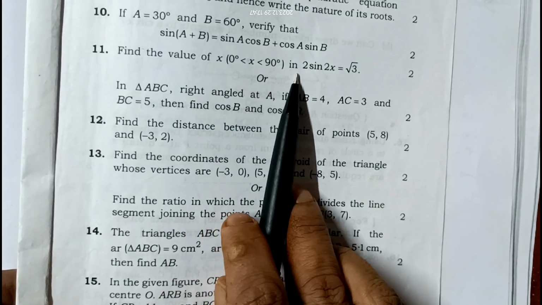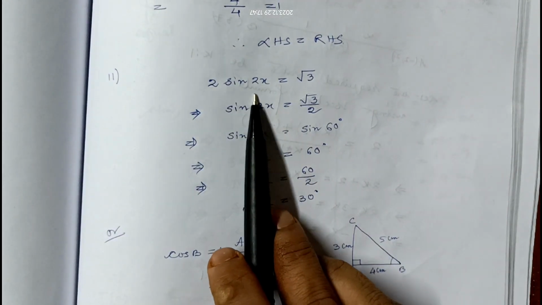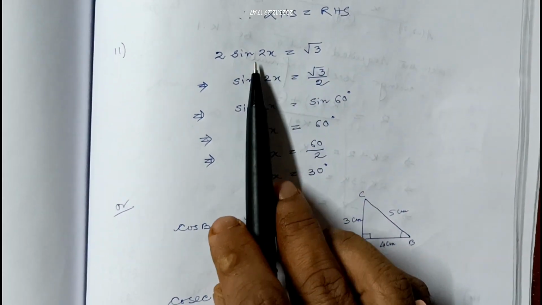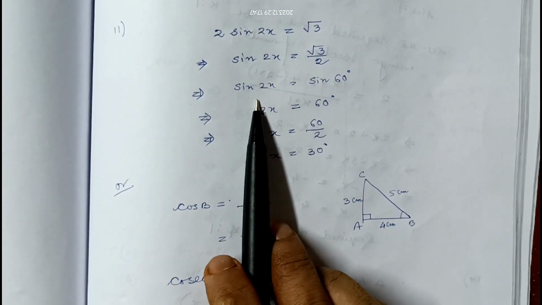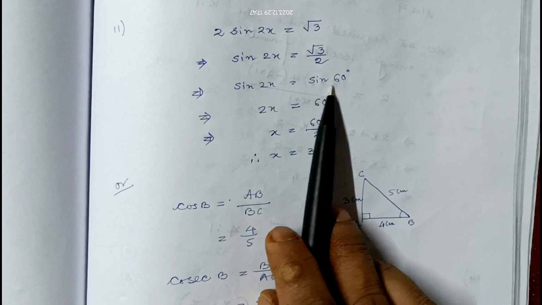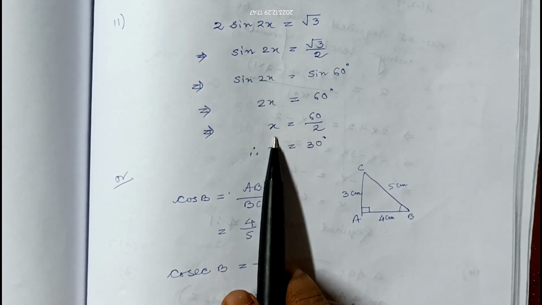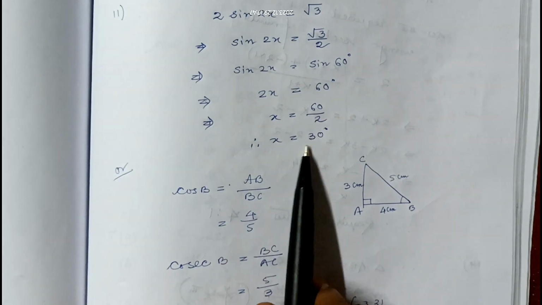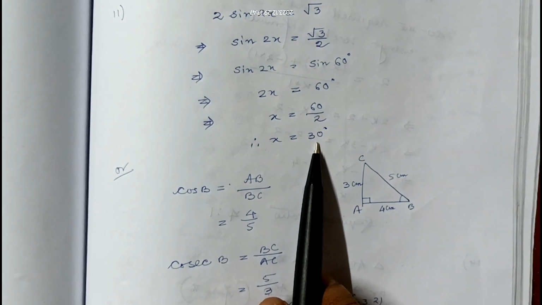In question number 11 it is given: find the value of x where x lies between 0 and 90 degrees, and it is given that 2 sine 2x is root 3. So sine of 2x is root 3 divided by 2. Now root 3 by 2 is sine of 60. So 2x equals 60, x equals 60 by 2. Therefore x equals 30 degrees. Therefore the required value of x is 30 degrees.